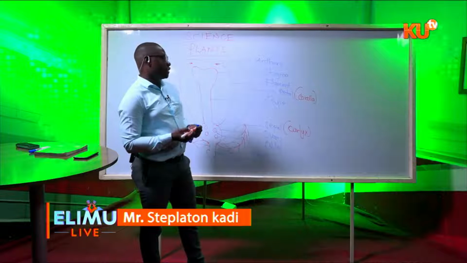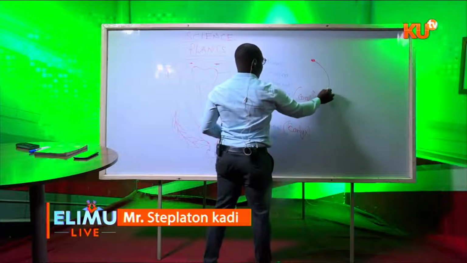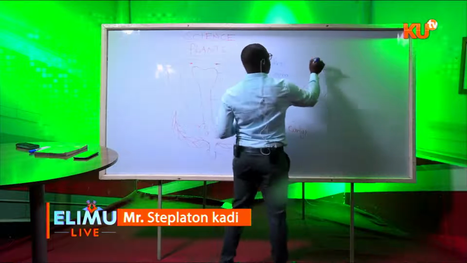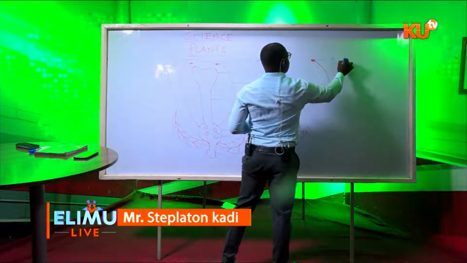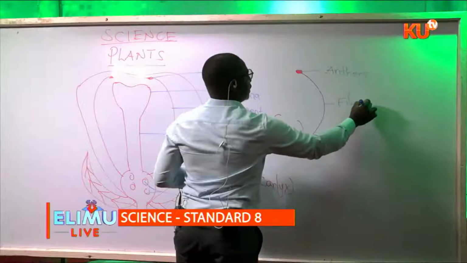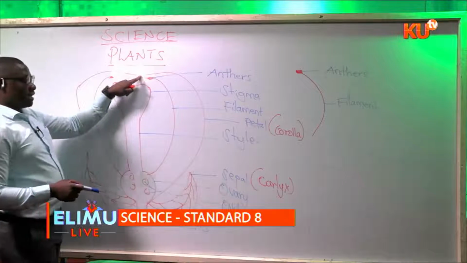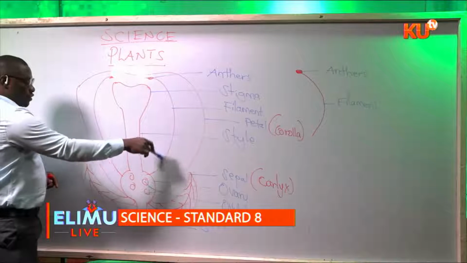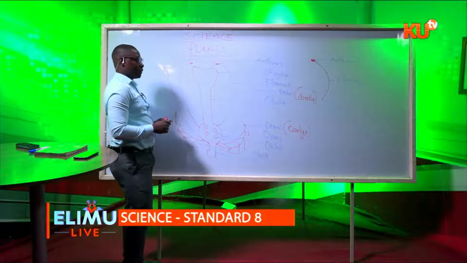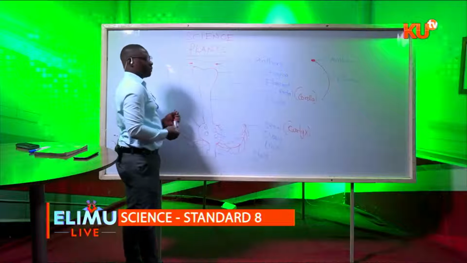So let me draw the male part of the flower. That is the male part of the flower, a diagram to show that. The male parts will have the anthers, and then we will have the filament. Those are the male parts of the flower. If you look in the original diagram, this drawing alone as part of the whole diagram represents the male parts of the flower. So we have the anthers and the filament forming the male parts of the flower.